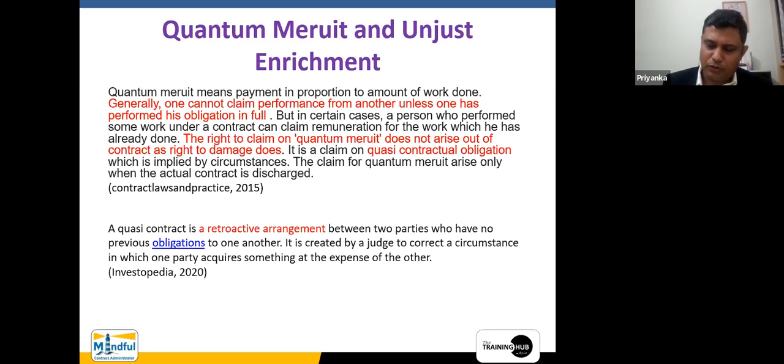Now in Sri Lanka, we are using a term called measure and pay. Measure and pay and measure and value are both aligned with each other. They are going hand in hand, and they are the same. The right to claim on quantum meruit does not arise out of contract as the right to damages does. That is also important, because there is damage which has occurred to the employer because of the non-fulfillment of the contractual obligations by the contractor.